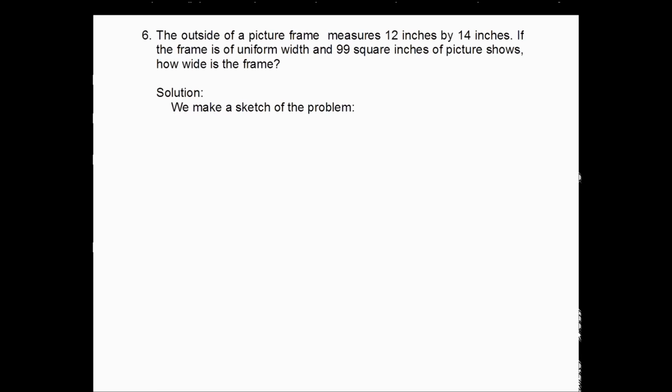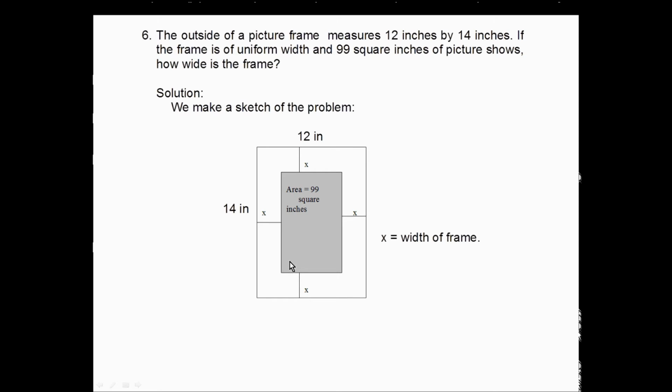Okay, let's make a picture of the problem. So we're going to make a sketch. There's the outside of the frame. It's 12 by 14. The picture that's in the picture frame is inside of here. So I've got a little rectangle in here, and it's 99 square inches. So I've got a picture of a gray box that says 99 square inches.